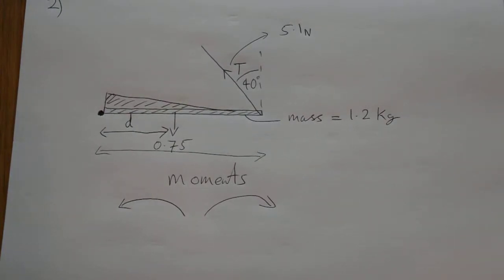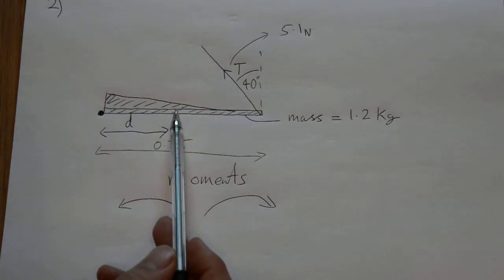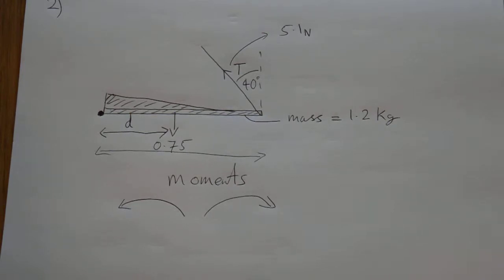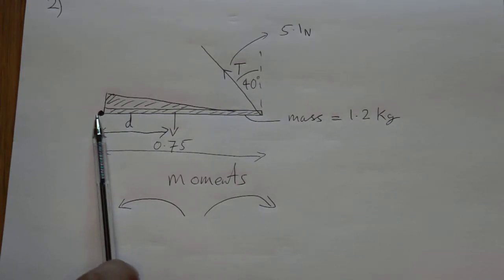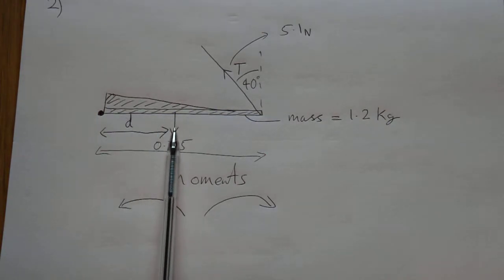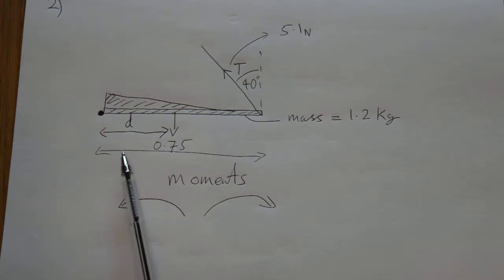In this question here, we have a non-uniform beam. As you can see here, it's thicker here. You imagine the density would be the same. It is pivoted around this point. Its centre of mass could be anywhere along here. It's probably very badly drawn by me.